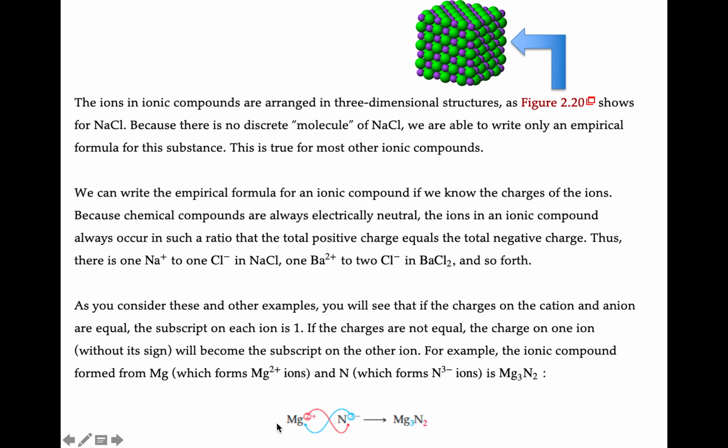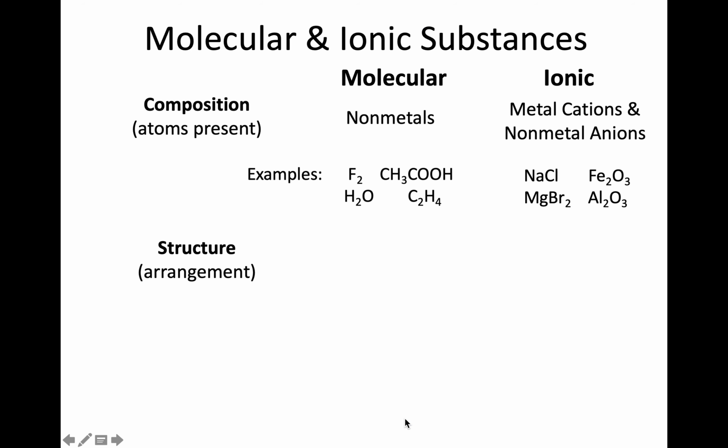Magnesium is in a column to make it a +2 cation. Nitrogen as a nitride 3- anion. So if I have +2 times 3, that would equal -3 times 2. The overall compound is neutral. So we have some insight into being able to describe the composition for molecular and ionic.